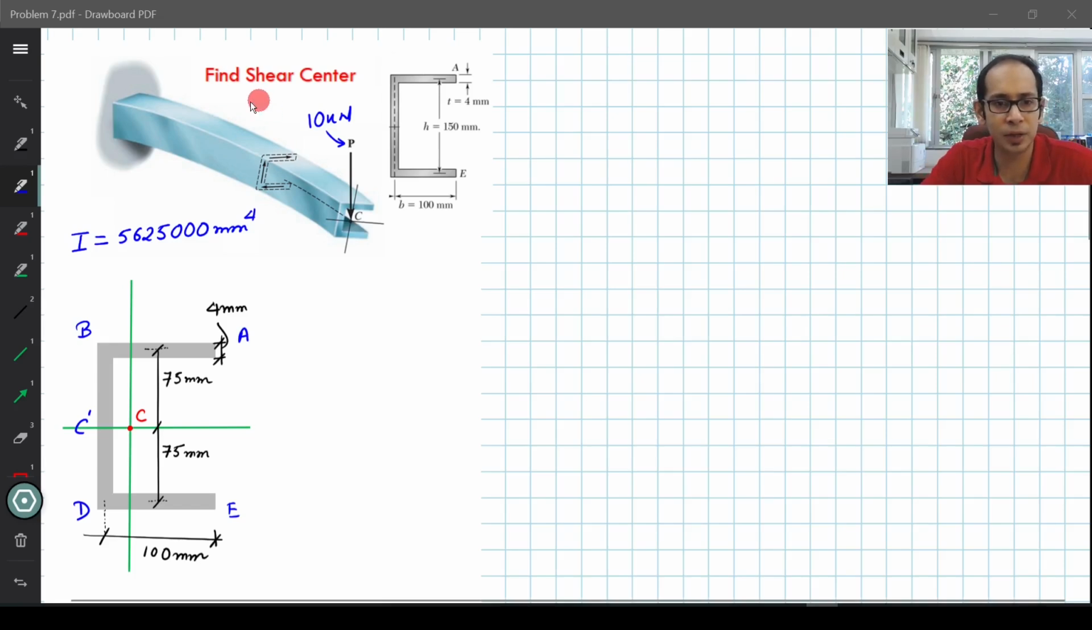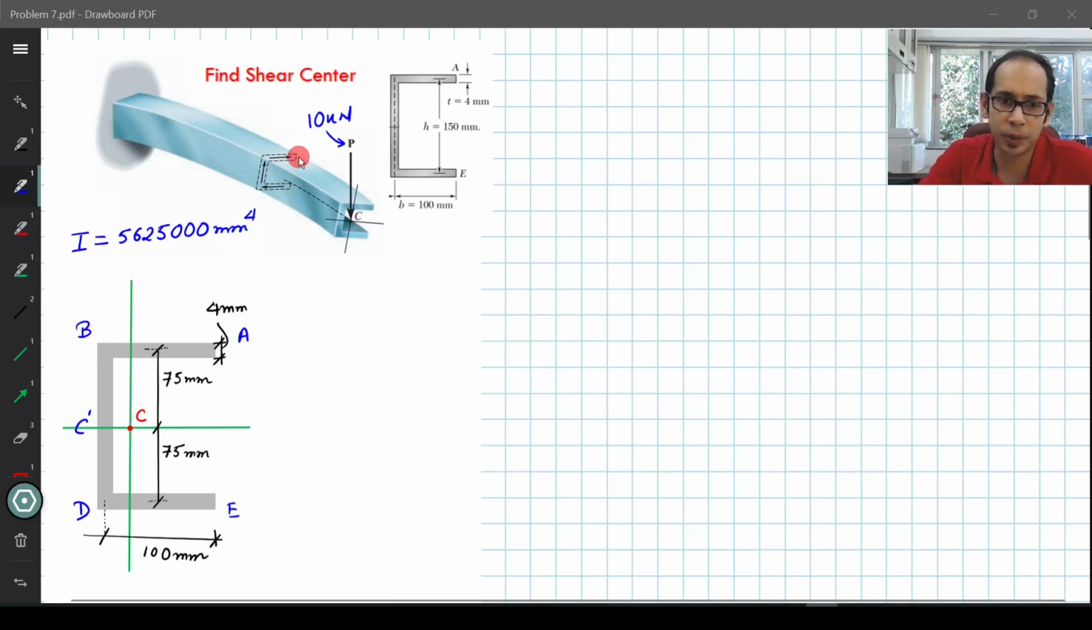Now you're supposed to find the shear center, that is essentially where you have to apply the load P. We have seen we have to apply the load P somewhere over here to find the shear center E. Remember, E is the distance at which you're applying the load P such that your beam just bends and no twisting happens.